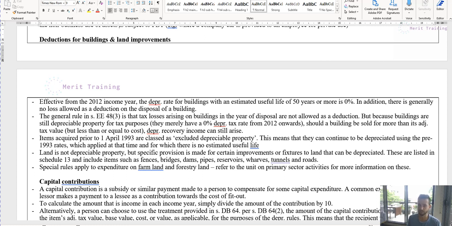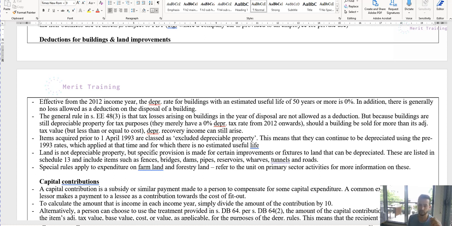They merely have a 0% depreciation tax rate, but they're still defined as depreciable property. Should a building be sold for more than its adjusted tax value but less than its cost, depreciation recovery income can still arise. But I wouldn't worry too much. If you haven't depreciated anything on the property, you can't really get depreciation recovery income anyway. It's only really if you bought the building before 2012, you've had depreciation on the property, then you sell the building at a gain. It's only in that situation can you actually have depreciation recovery income arising. So don't worry too much about that.